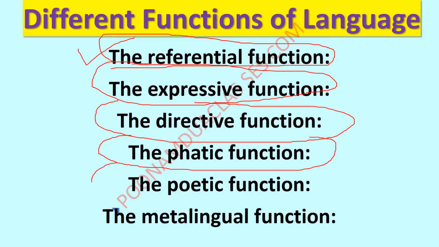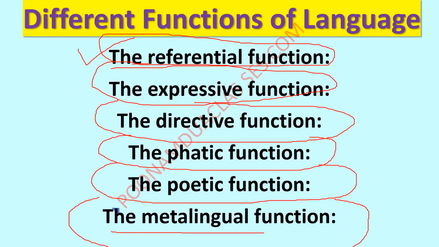The poetic function, when we kind of use literary devices and try to beautify the language that we are speaking. Metalingual function is when we are referencing some feature of language itself. For example, if we define a noun, if we define a pronoun, or if we give any kind of definition of any feature of a language itself, that is what we call metalingual function.